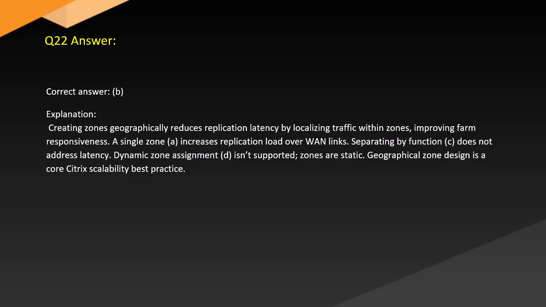Answer. Correct answer: B. Explanation. Creating zones geographically reduces replication latency by localizing traffic within zones, improving farm responsiveness. A single zone (A) increases replication load over WAN links. Separating by function (C) does not address latency. Dynamic zone assignment (D) isn't supported. Zones are static. Geographical zone design is a core Citrix scalability best practice.